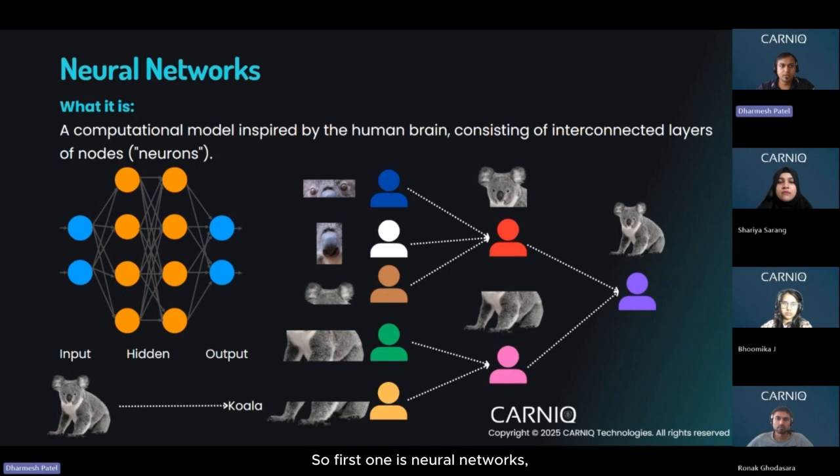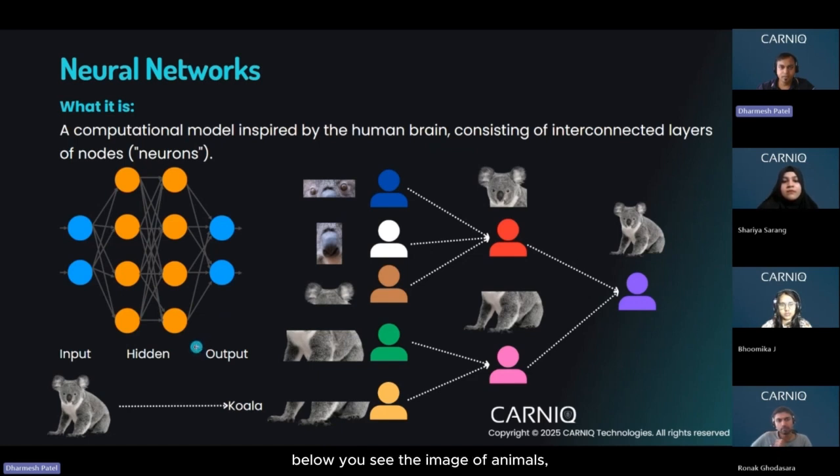So the first one is neural networks. What is it? A definition is a computational model inspired by the human brain, consisting of interconnected layers of nodes, which are called neurons. In this first image, you see it consists of three layers: the input layer, then the hidden layer where you have different nodes called neurons, and then the output layer.